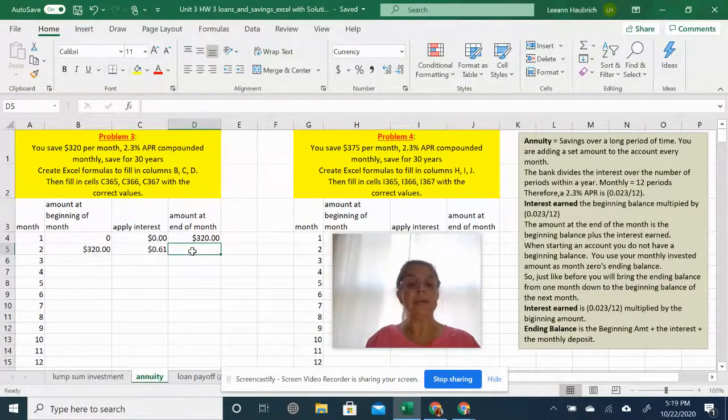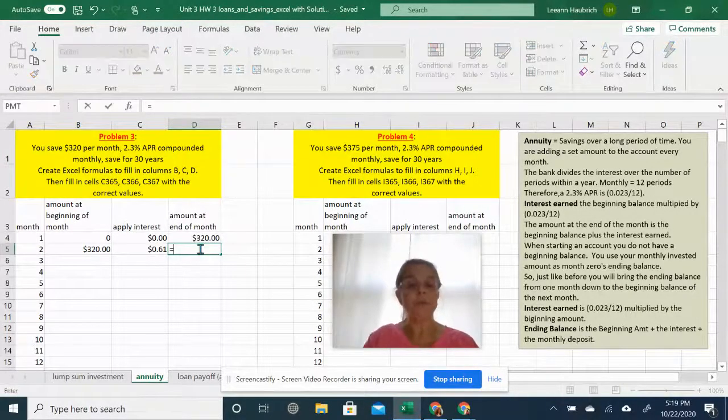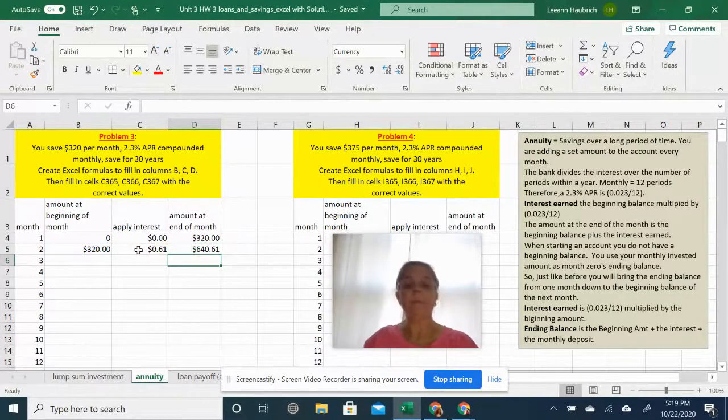We are going to put another $320 in this account. So we're going to take the 320 plus the interest plus another monthly payment of 320 into our savings account. So this is going to equal the beginning balance plus the interest earned plus another $320. Okay, so we have the second row.